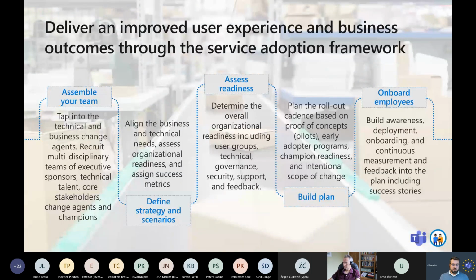And last but not least, I don't want to read all these different points. This is from the adoption framework from this website, adoption.microsoft.com. So it gives you an idea. Everything I said before: assemble your team, bring all the experts together with some people from different departments, strategy and scenarios, create them, get your rollout really your rollout, not the best practices rollout someone in other companies already had.